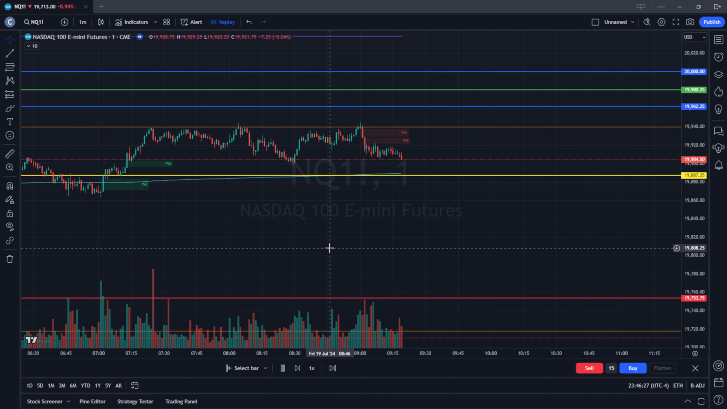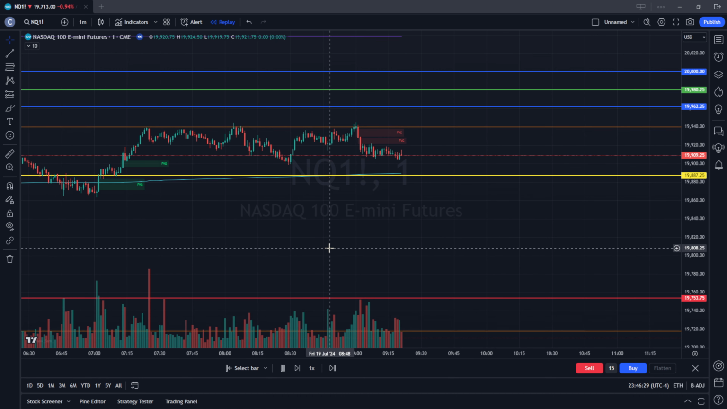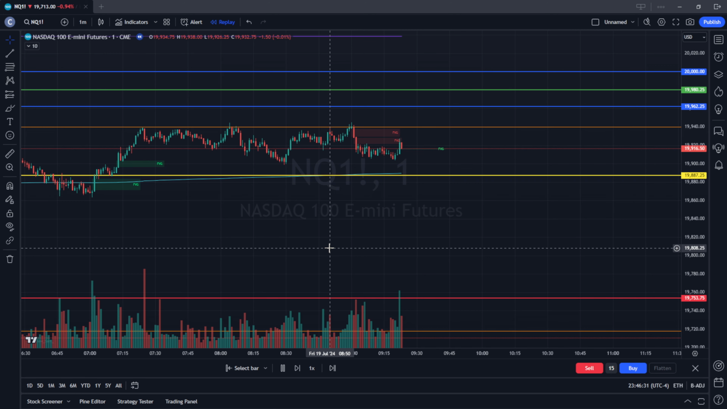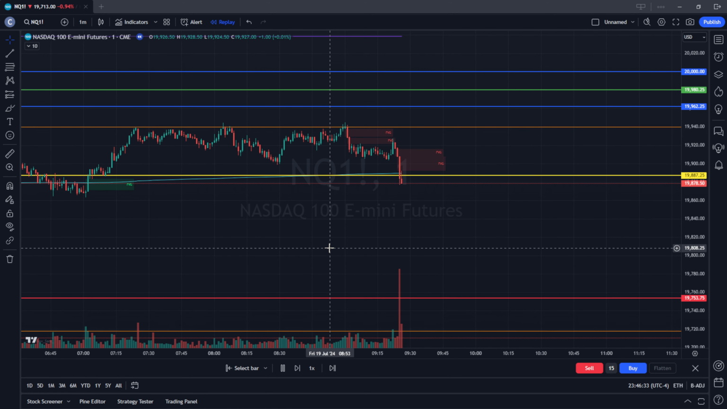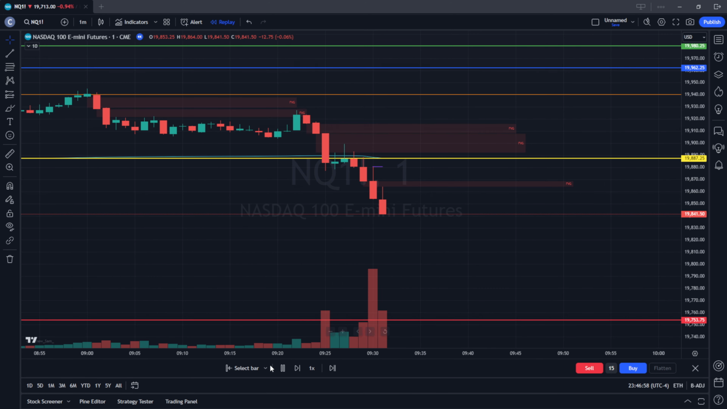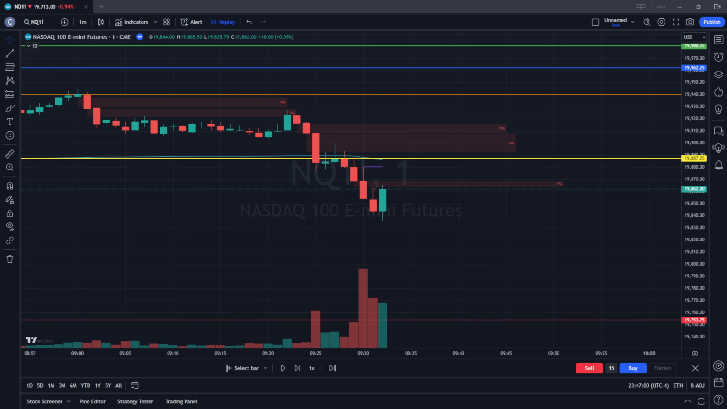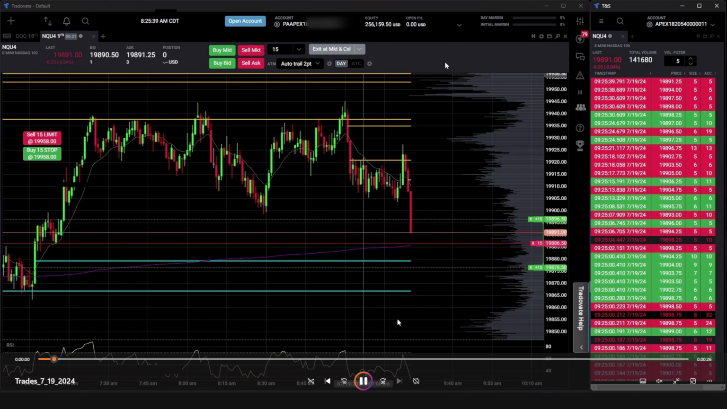Coming close to VWAP here. And there you go. We break VWAP. You continue to move down. So let me switch to the trade screen where I take my trades, and you'll actually see me place that trade. And here we are.